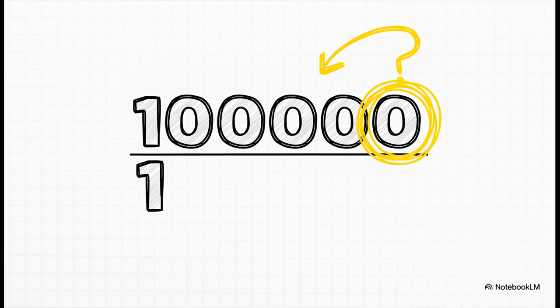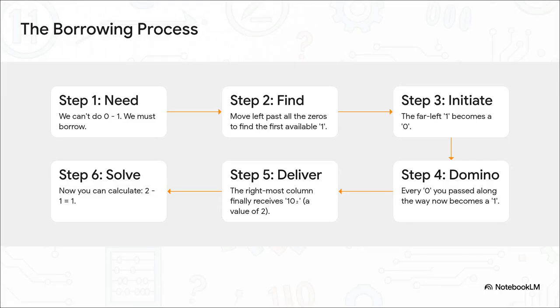Okay, so starting from the far right column, we immediately hit our problem case, 0 minus 1. We have to borrow. Right off the bat, we need to borrow, but the column next to us is a 0, and the next one is a 0, and the next. So we have to go all the way to that lonely 1 on the far left to start the borrow. And this is it. This is where the domino effect kicks in. As that borrowed value travels all the way back to the right, every single 0 it passes through flips to a 1. It's like the value is being handed down the line until it finally delivers a value of 2 to the column that needed it, letting us solve the problem.